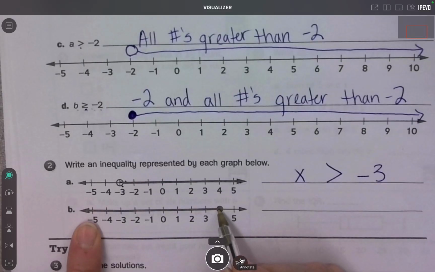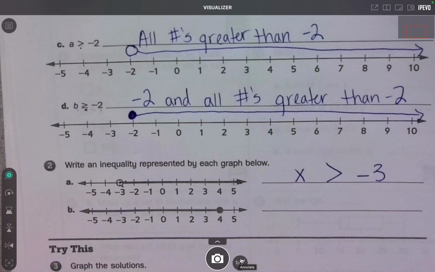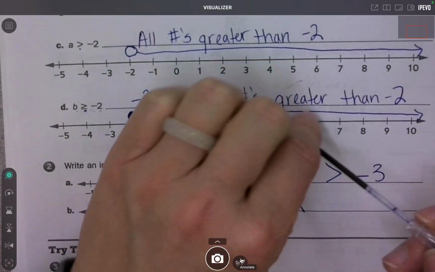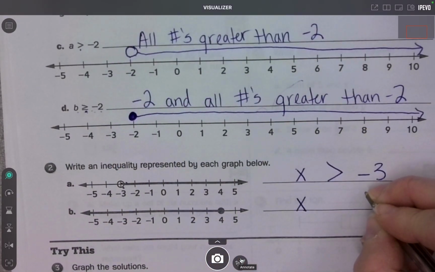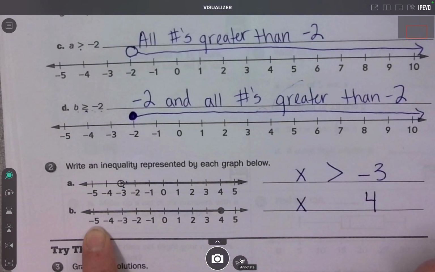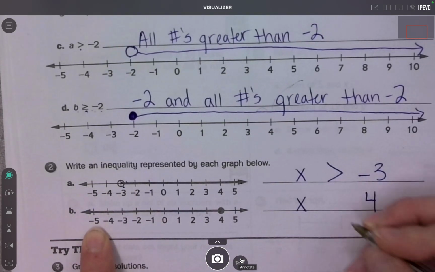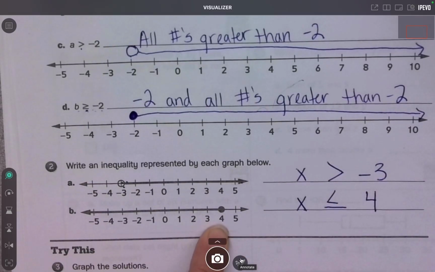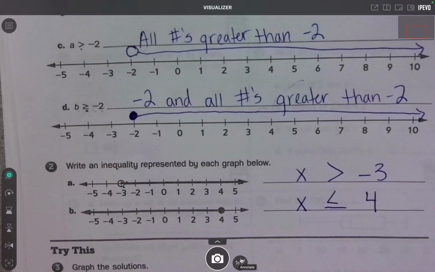Okay, so then on the bottom one, I already see it's a closed dot. So that means it's got to be greater than or equal to or less than or equal to. So you put your x on the left-hand side. You would put your 4 right here. And then we have to think, are these numbers less than 4 or greater than 4? They're less than or equal to 4 because it has a closed dot. So it could be 4.